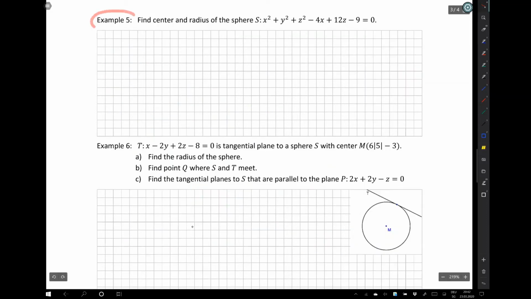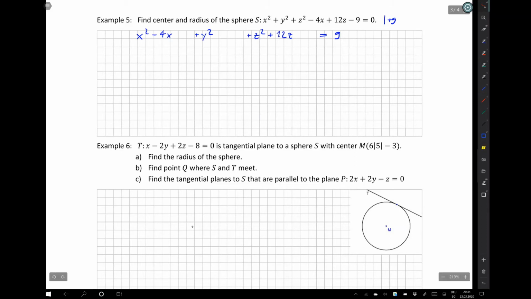In example 5, we want to show that this is the equation of a sphere, and we will do it by bringing it into the form of the equation of a sphere. Think about it for a moment how this could work, and you can try it on your own, or just watch now the solution. Here it comes.